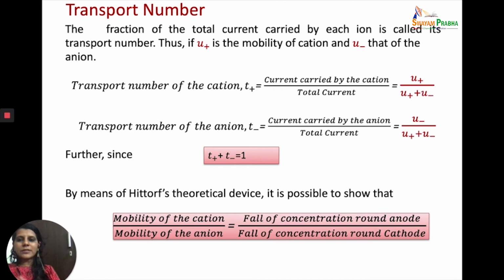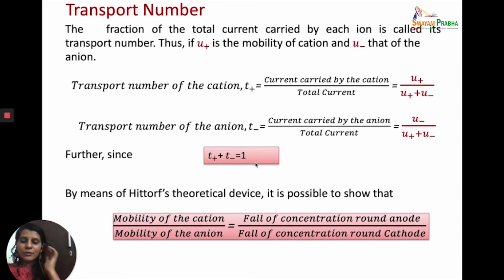Now we know that transport number is equal to the fraction of the total current carried by an ion. So the transport number of the cation, t plus, is equal to the current carried by the cation upon the total current, which is equal to U plus upon U plus plus U minus. The transport number of the anion, t minus, is equal to the current carried by the anion upon the total current, which is equal to U minus upon U plus plus U minus. Therefore, t plus plus t minus is equal to 1.